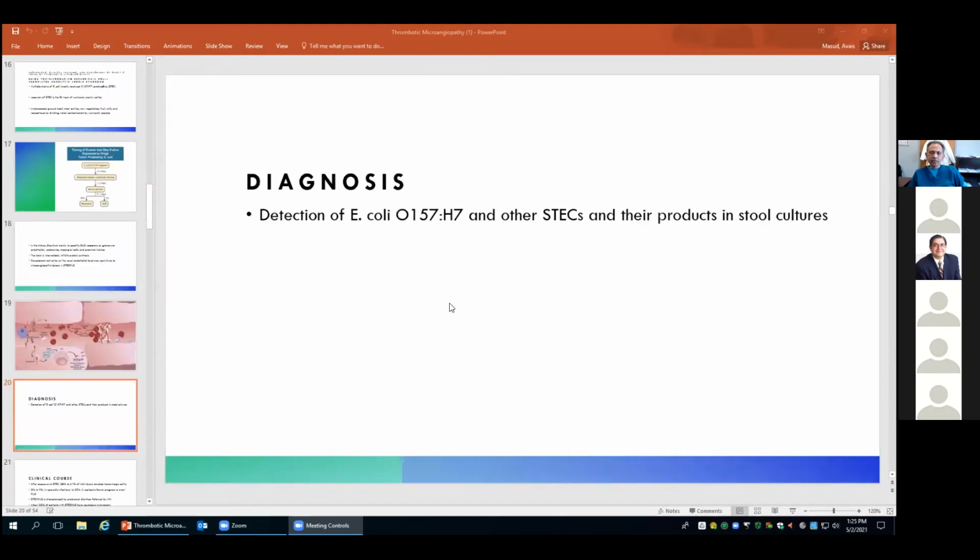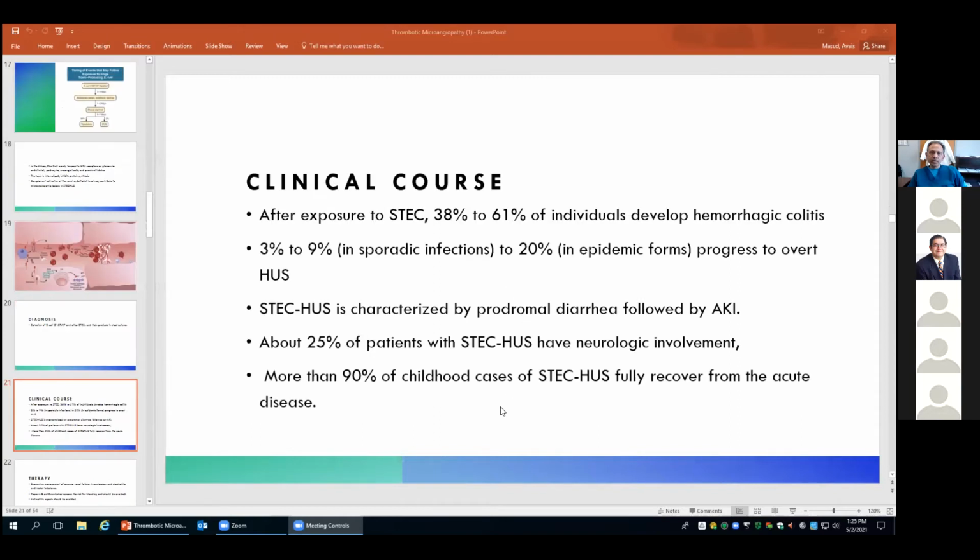The diagnosis is detection of E. coli in the stool. Clinical course: after exposure to these toxins, the majority of people develop hemorrhagic diarrhea; 3% to 9% in sporadic infection, and 20% in epidemics, progress to HUS. About 25% of patients with this Shiga toxin-induced HUS also have neurological involvement. The prognosis is good in childhood, and most of them recover.